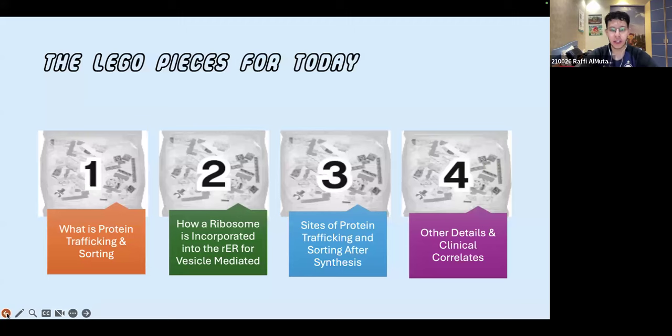But I really love Legos, and I thought let's unpack this like we're unpacking a Lego, and let's make this fun. So we're going to talk about what protein trafficking and sorting is, how we incorporate a ribosome into the rough endoplasmic reticulum, and we'll talk about what that means, the sites of protein trafficking and sorting after synthesis, and then other details.